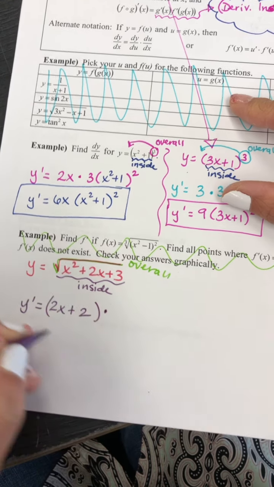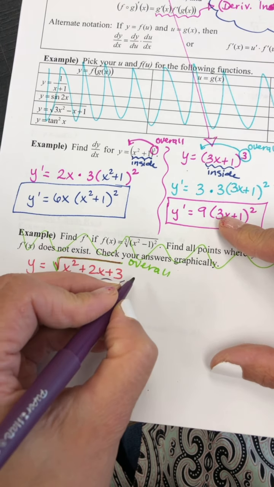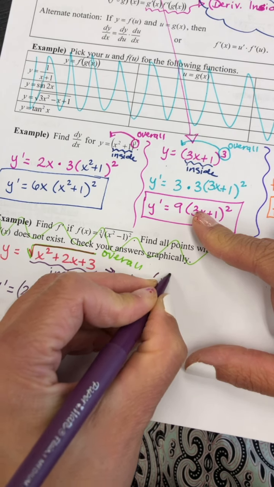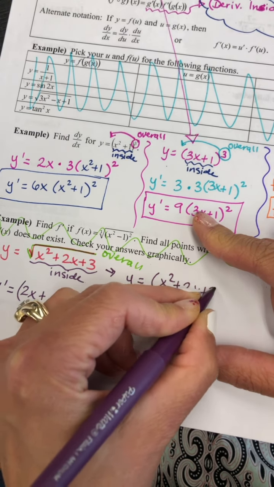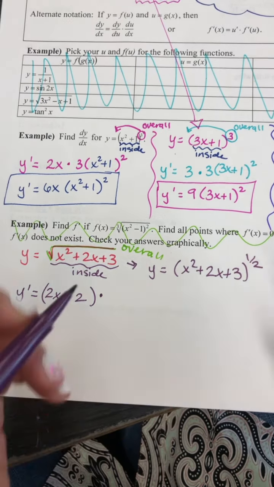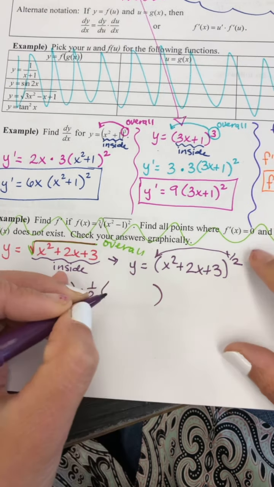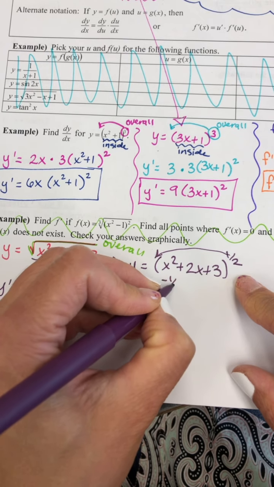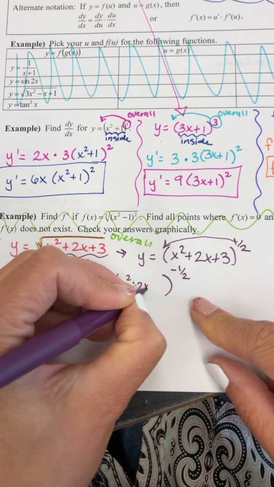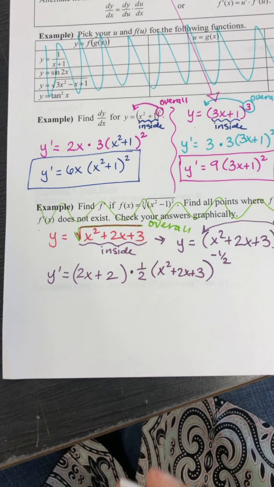And then we have to multiply that times the derivative of the overall. Well, we need to basically rewrite the overall. So that would be y equals x squared plus 2x plus 3 to the 1/2. And so when we take that derivative, we have to drop that 1/2 in front, so we'll have 1/2. And then 1/2 minus 1 is negative 1/2. And then we put the inside in there, x squared plus 2x plus 3. I know it looks funky, but it's okay.